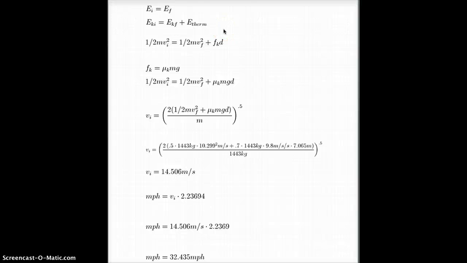Now that we have the final velocity of Mr. Souza just before impact, we can calculate the initial velocity of Mr. Souza. The window was closed and Bruce did not come to play, therefore energy was conserved and the initial energy is equal to the final energy. Therefore, the initial kinetic energy is equal to the final kinetic energy plus thermal energy from the tires and the skid marks. We plugged in μkmg for Fk, and then we solved for the initial velocity, and then we plugged in the numbers for the equation, and we got the initial velocity to be 14.506 meters per second. Then we converted it to miles per hour by multiplying it by 2.23694, and that came out to be 32.435 miles per hour.